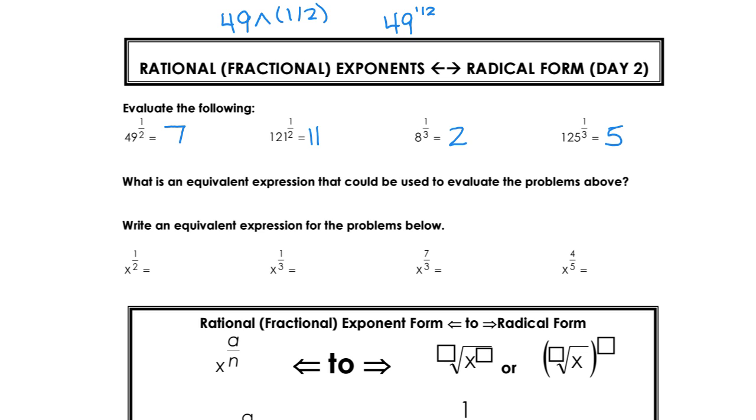All right, so the next question says, what's an equivalent expression that could be used to evaluate the problems from up above? And hopefully you guys know that using a 49 and getting out a 7, if you took the square root of 49, that would also give you a 7, wouldn't it? And so 49 raised to the 1/2 is the same thing as the square root of 49.